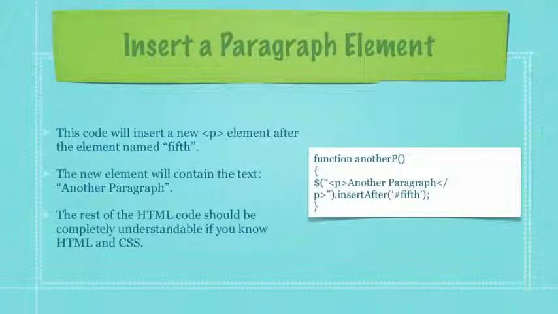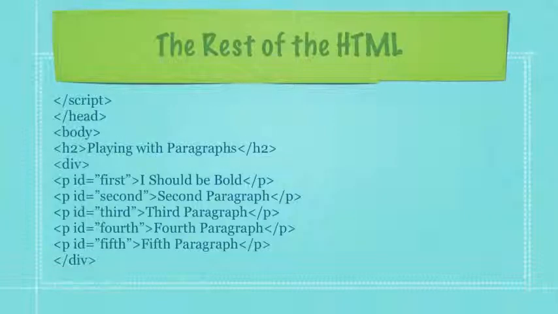This code will insert a new paragraph element after the element named fifth. The new element will contain the text "another paragraph" in all circumstances, and the rest of the HTML code should be completely understandable if you know HTML and CSS. Here it is, by the way, right here for you to look at.